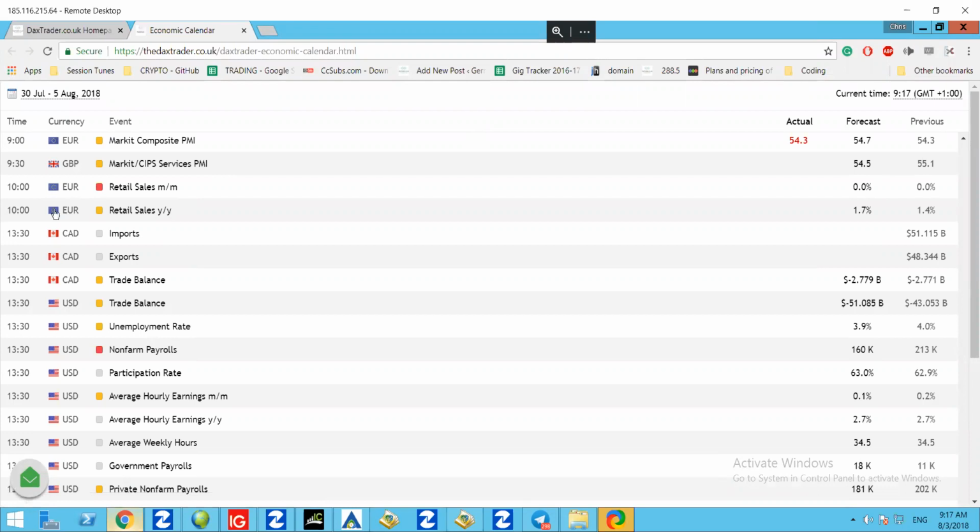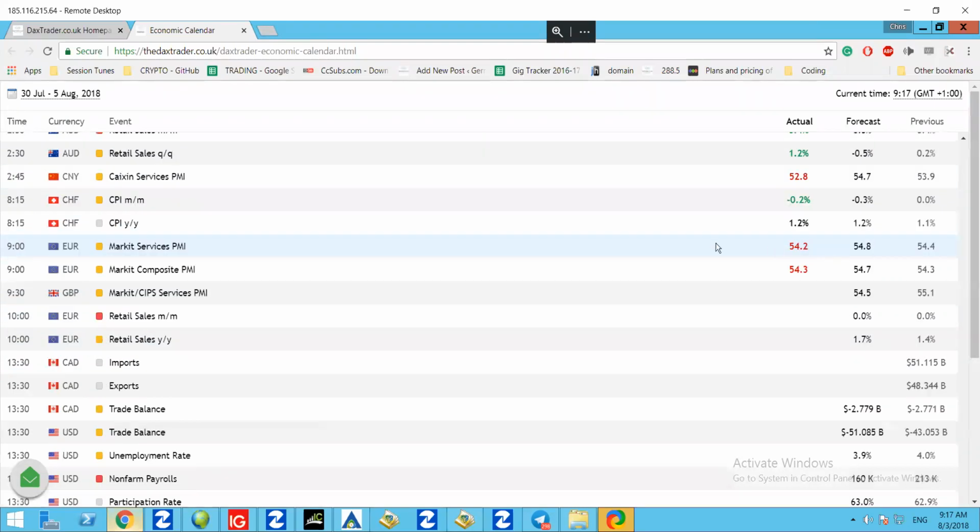Just taking a quick look on the economic calendar. Be aware of the non-farm payrolls, trade balances, and the unemployment rate coming out from the US, but later on. And the European retail sales month on month is coming out a bit later on as well. So a couple of things to be aware of. Keep an eye on the market services PMI as well.